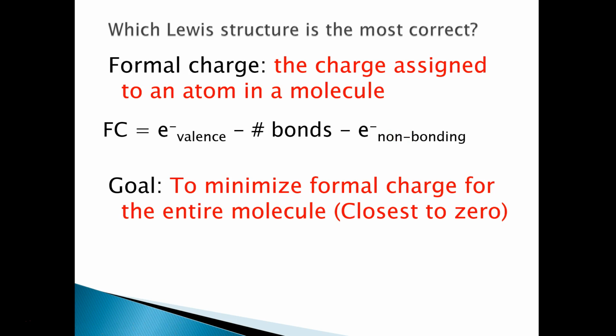To do that, we simply calculate all the formal charges for all the individual atoms and subtract the minimum formal charge from the maximum formal charge. And the idea here is to get the overall formal charge to be as close to zero as possible.